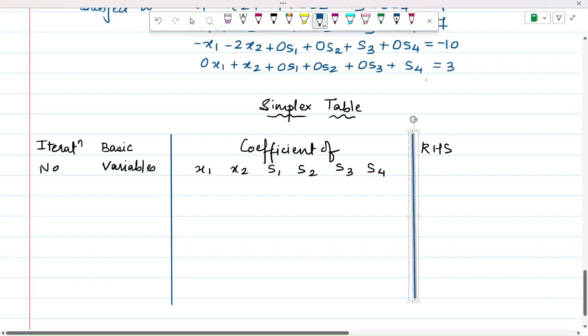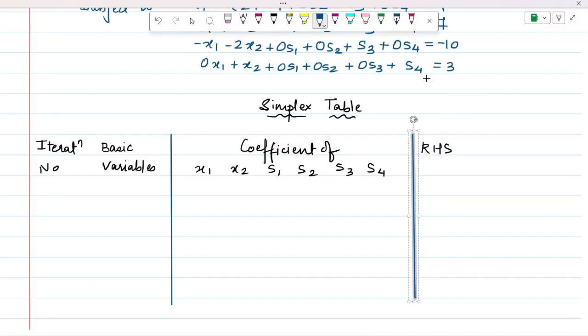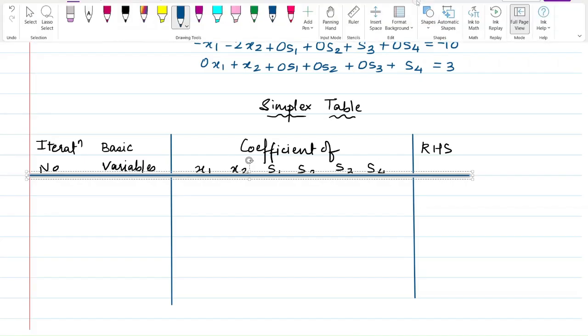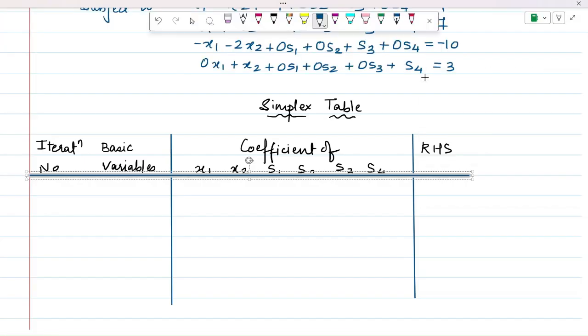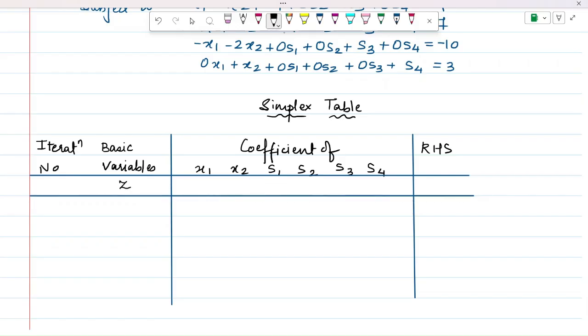The neatness of the table helps you calculate better. Otherwise, there are a lot of chances of silly mistakes. So try to keep it neat and clear, not decorative, but neat. This is going to be the Z row, and this is iteration number 0.